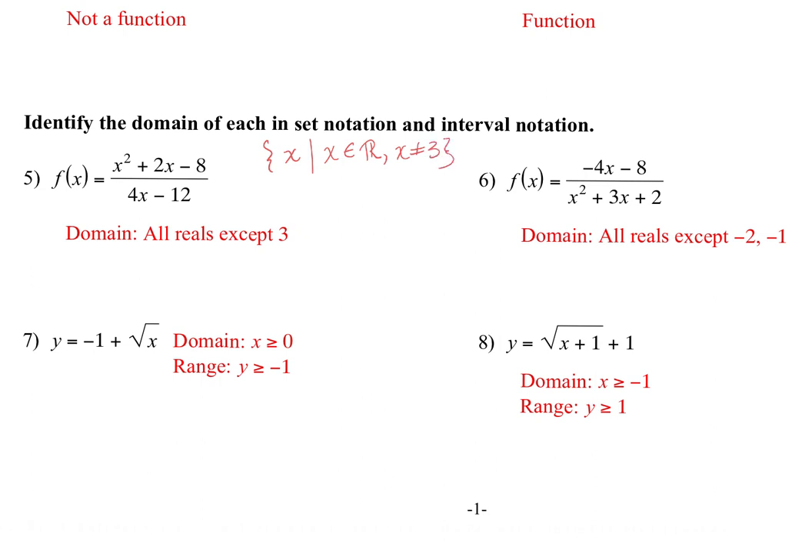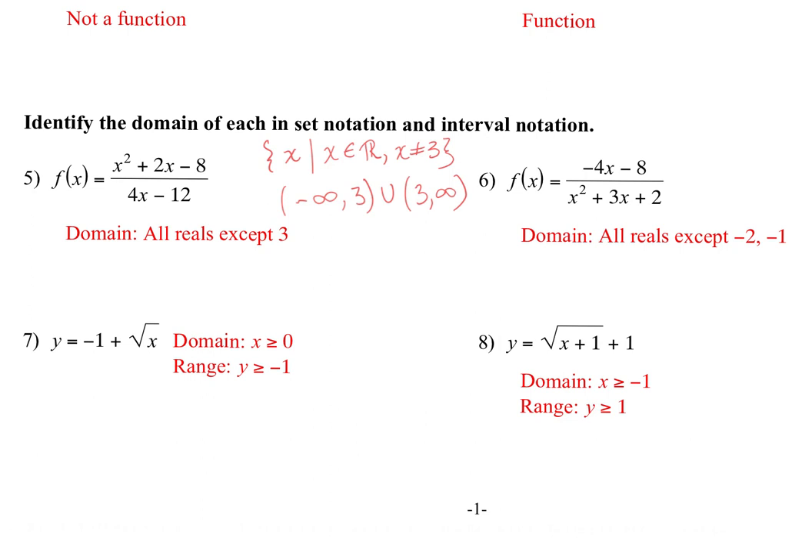That would be set notation. Interval notation, you would say, well, I can have everything from negative infinity to positive infinity except for 3. And so it would look like this, all right? So set notation, interval notation. But finding it is really just finding the limitations.